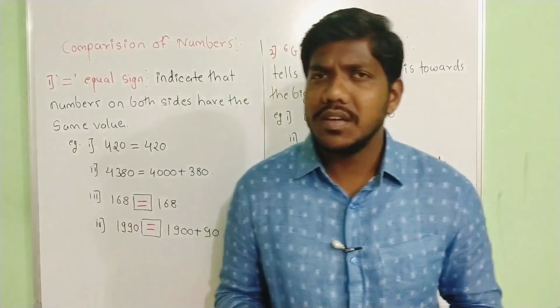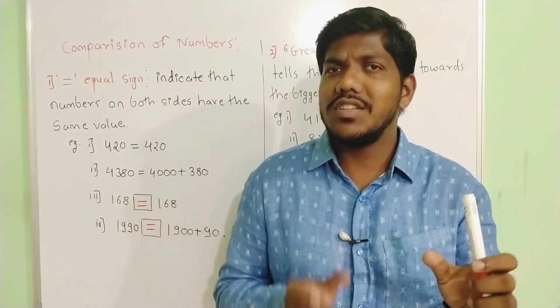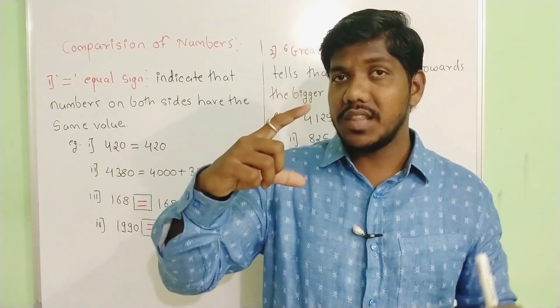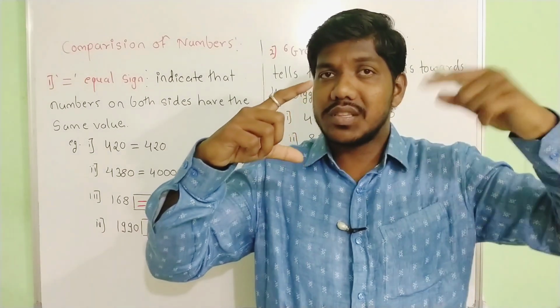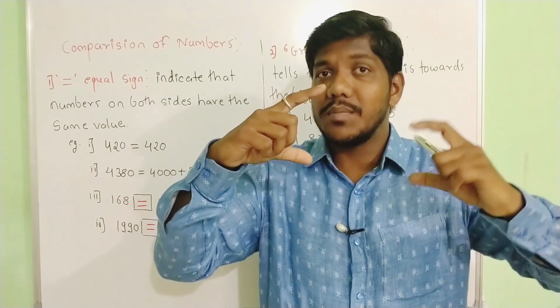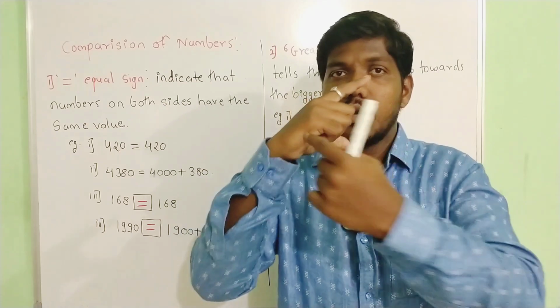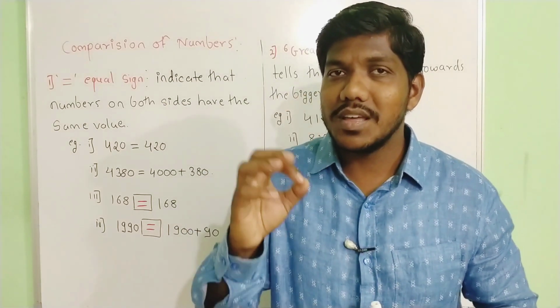In this way we can compare two numbers by just putting three signs, that is equal when both are equal, greater than, where this open end shows that the number in front of the open end is the bigger number, and less than, where the close part shows that the number is smaller.